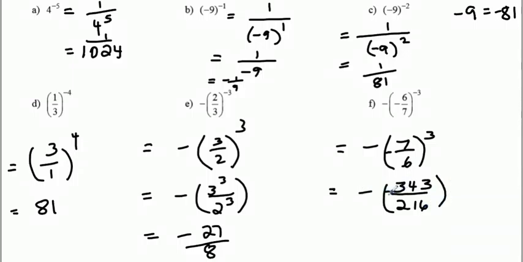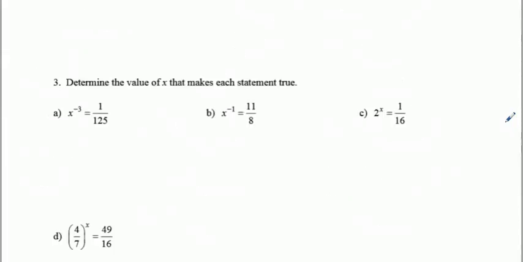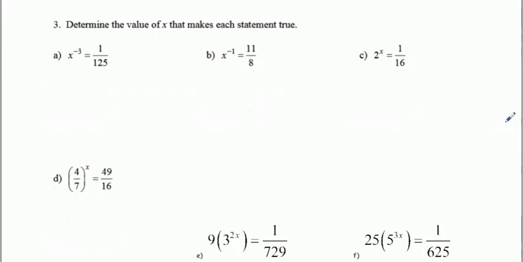I have a negative times a negative, no exponent, so I'm allowed to multiply these now, and this is just going to become 343 over 216. I don't think that reduces either. Okay, so that's it for the basics of the zero and negative exponent, but we still have a few more examples that are quite a bit trickier. So let's just see what we can do here.